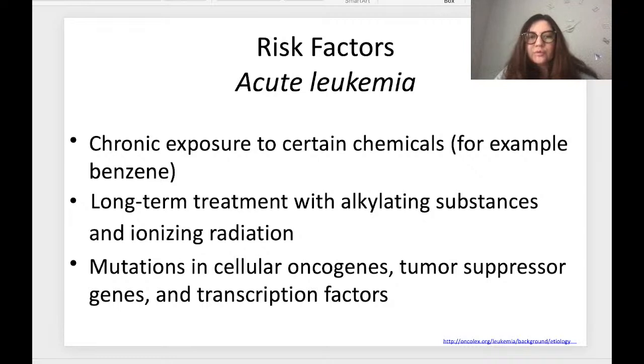Chronic exposure of certain chemicals, for example benzene, can be a risk factor for this group. Long-term treatment with alkylating substances and ionizing radiation. Mutations in cellular oncogenes, tumor suppressor genes, and transcription factors.